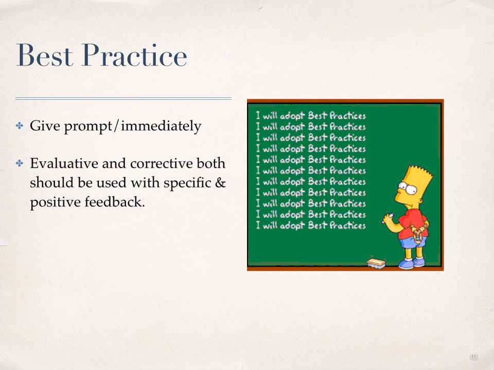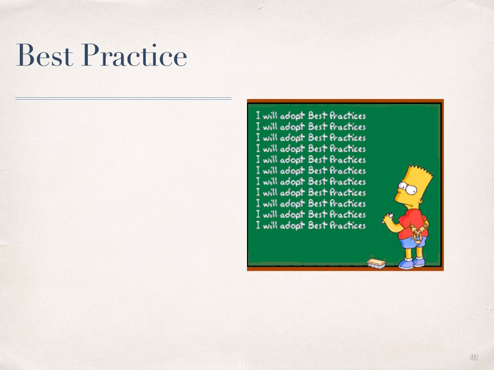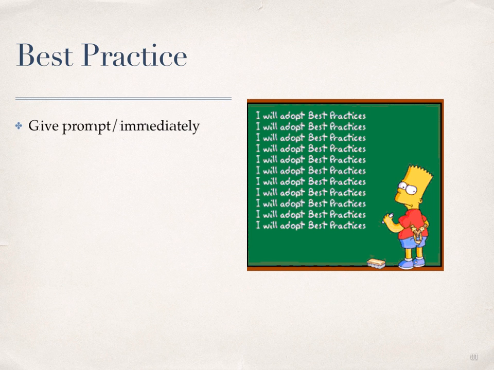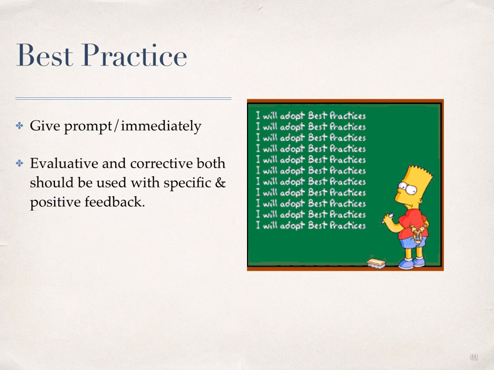The best kind of feedback is going to be both evaluative and corrective. It should be used with specific and positive feedback when you're giving feedback. These are the best. I guess technically congruent would be the other one that you should use too. So make sure that you give them positive and specific, corrective, and evaluative feedback.